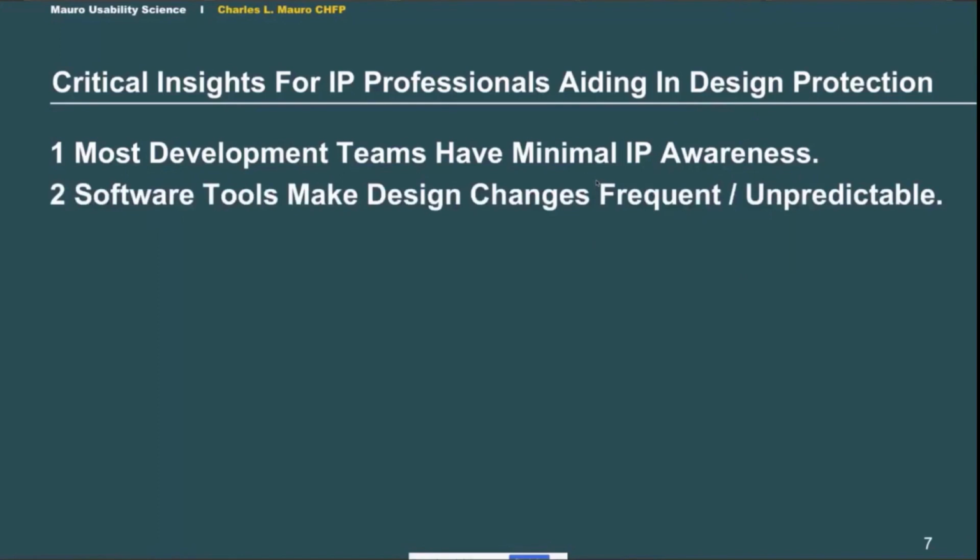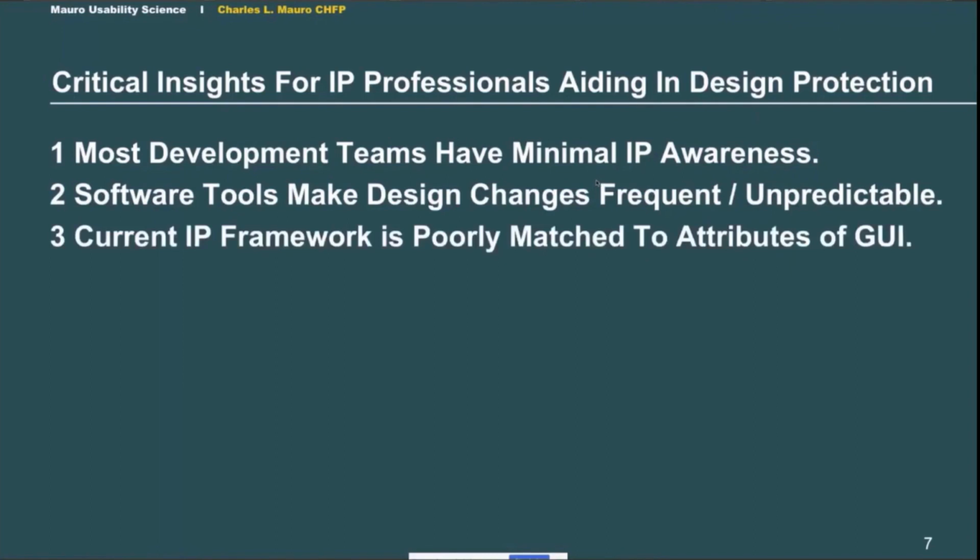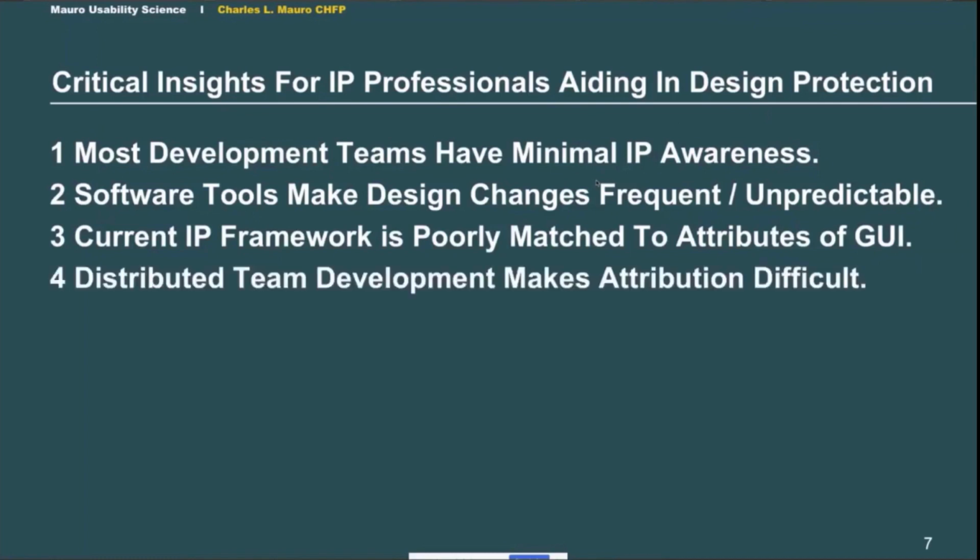The software tools make design changes frequent and unpredictable. And we all know that, as IP experts and as attorneys, we hate surprises when we're halfway through a filing and we see a completely new GUI structure. The current IP framework is probably poorly matched to the attributes of GUI. This is a general philosophical point that I'd like to make, and what we really need is a new framework that accommodates innovation around interaction. Products covered under traditional design patent are relatively static entities, but GUI is a much different problem.